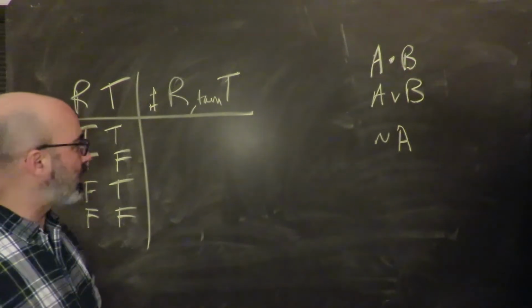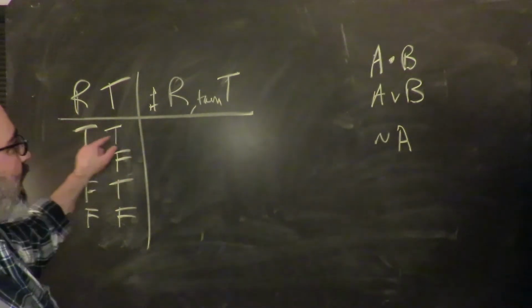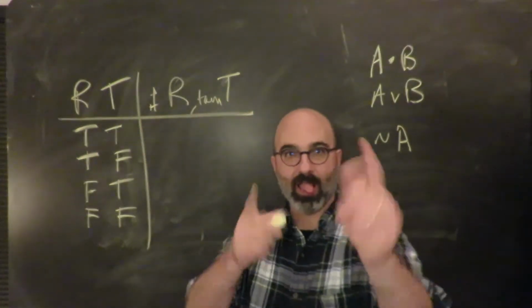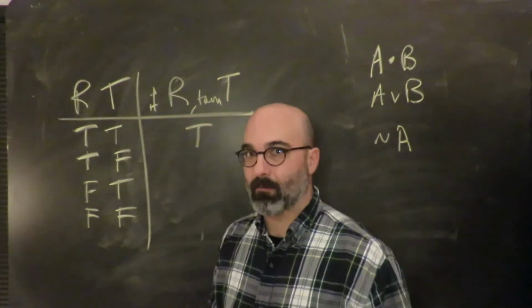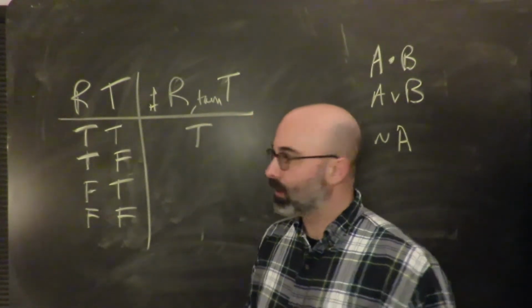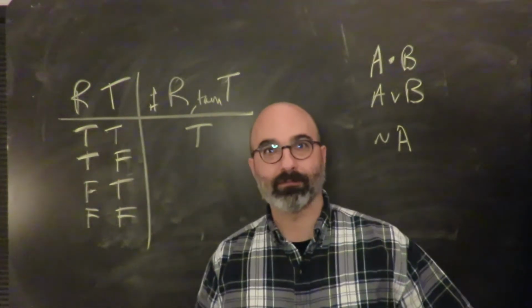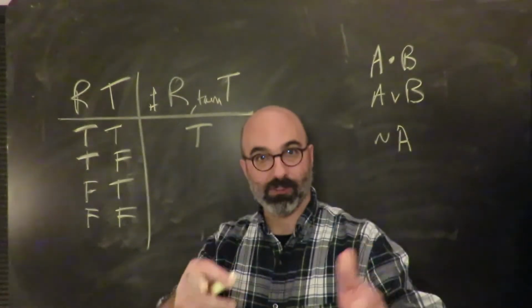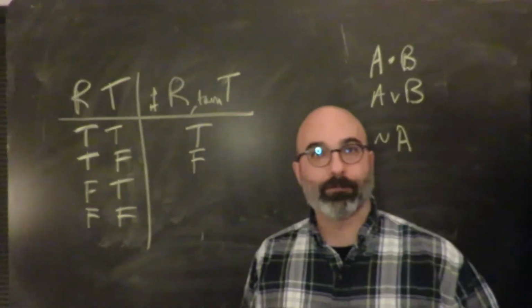Okay, so far so good. Let's start at the top. So you run the light and you get a ticket. And what do I get to say? Told you so. So the if-then claim comes out as true. Let's imagine that you run the light, but then you don't get a ticket. My prediction is false. Okay, so far so good.